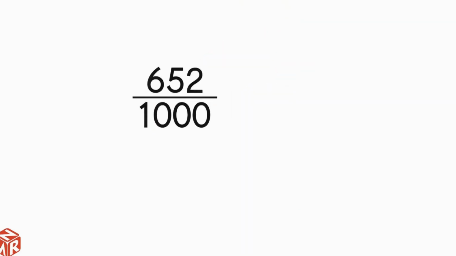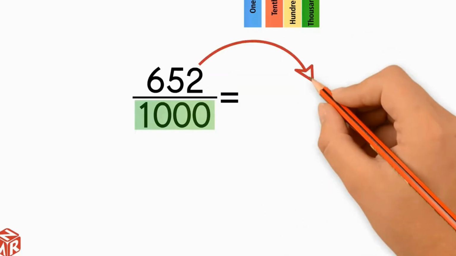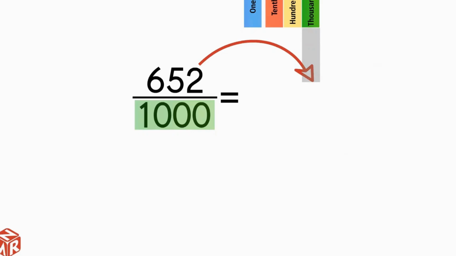Now let's do another example. 652 over 1,000. We can also say 652 thousandths. So we need to write 652 so that the last digit appears in the thousandths column. So we write the 2 in the thousandths column, a 5 in the hundredths column, and a 6 in the tenths column. Then we place our decimal point and add the 0.